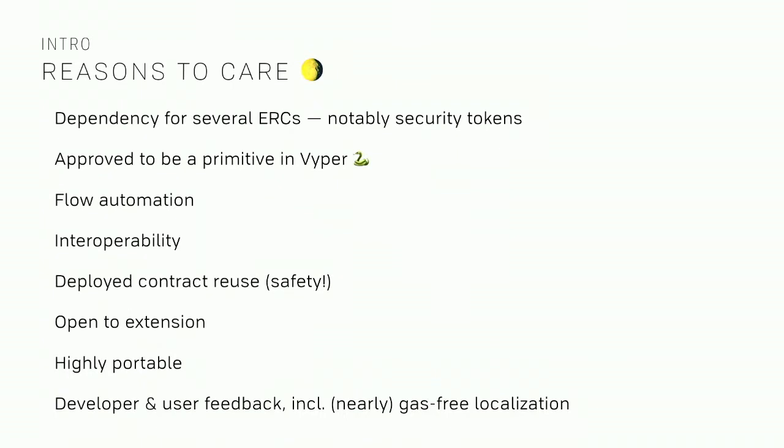Here are some reasons to care about this. The three main ones were prior, but it's also a dependency in several ERCs. Security tokens are using them, for example. So a lot of regulated tokens are using these messages. It's approved, but not actually yet implemented as a primitive in Vyper. And there's a lot of interest as well from people doing diligence work and smart contract auditing. It's also open to extension. About 40% of the codes are defined and approved so far.